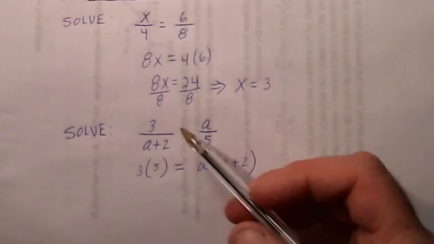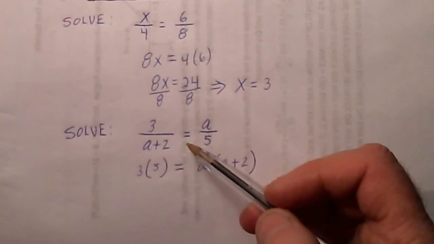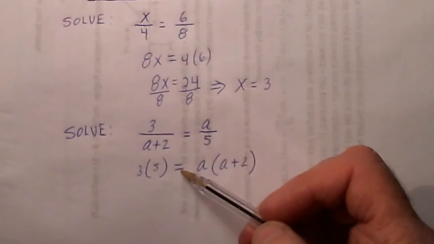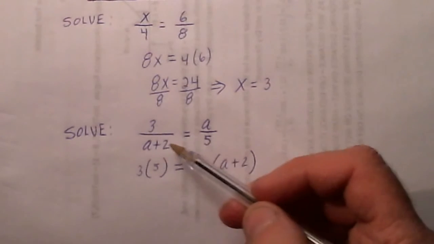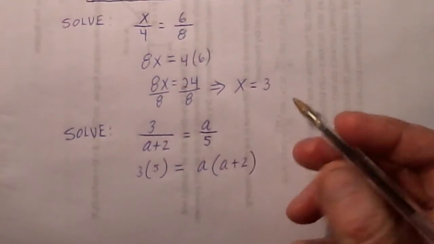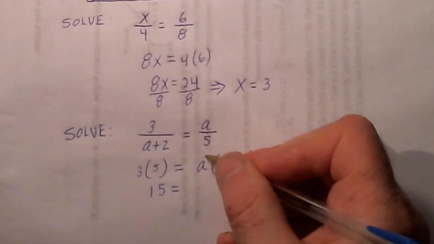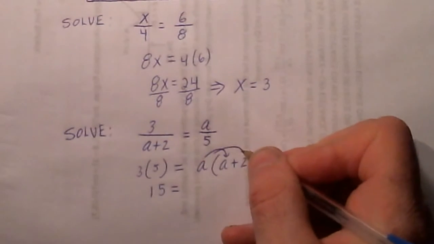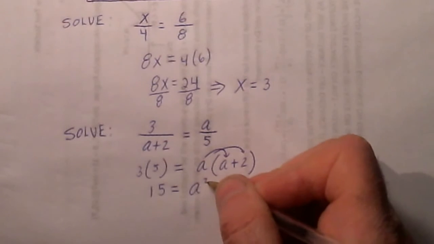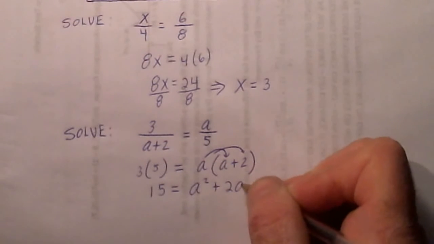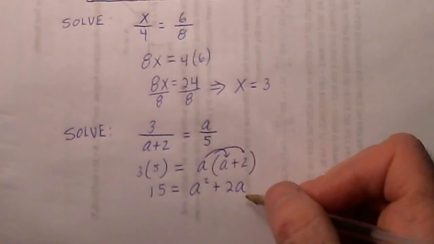So again, when you have a valid proportion, it's legal to equate the cross products. This cross product can be set equal to this cross product. 3 times 5 is 15. We're going to have to distribute the a into the parentheses on the right side of our equation. So we have a squared plus 2a. And what we have here is a second degree equation to solve.